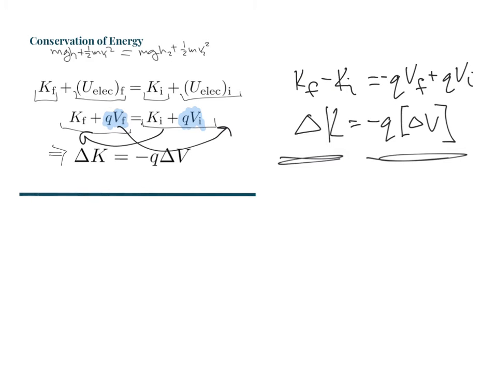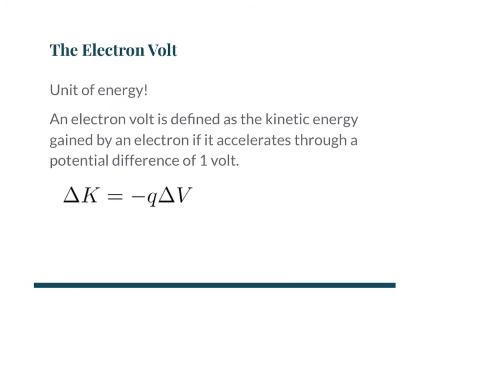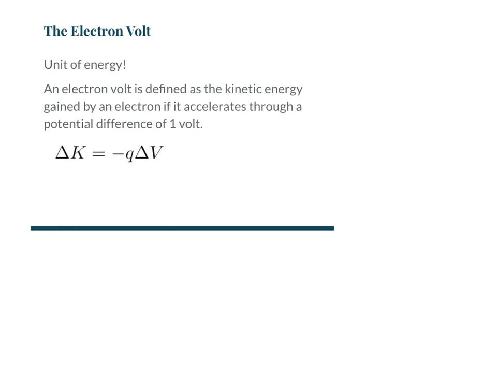use this equation. And as a real quick application and a side note, we're going to talk about the electron volt, which is a unit of energy. So an electron volt is defined as the kinetic energy gained by an electron if it accelerates through a potential difference of 1 volt. And we're going to plug that into our equation that we just saw and see how to convert between a joule and an electron volt.